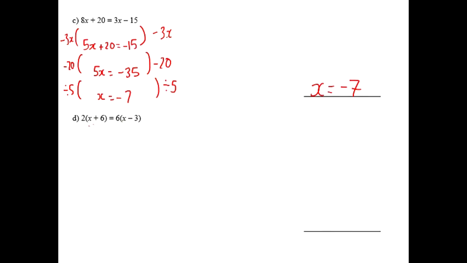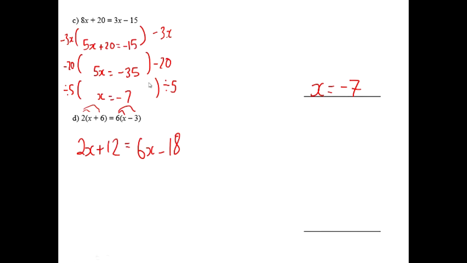For this next one here, it's really similar. We're going to have x's on both sides, but we've got brackets on both sides. So the first thing we do is expand those brackets. So if I multiply out the left hand side, I do 2 times x is 2x here, and then 2 times 6 is 12, and then that equals, and on this side, 6 times x, 6x, and then 6 times negative 3 is negative 18.